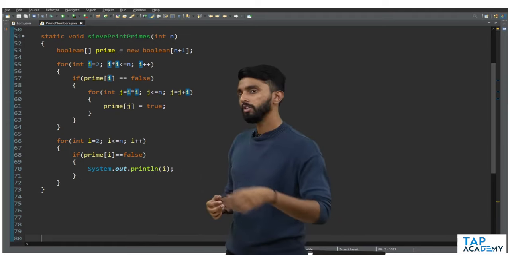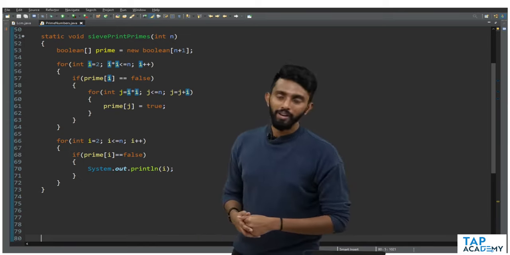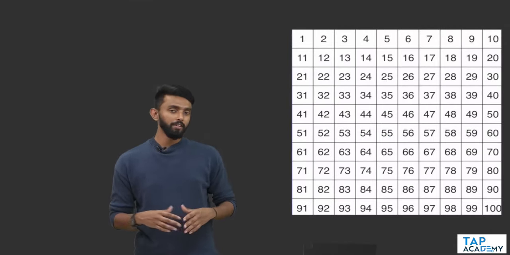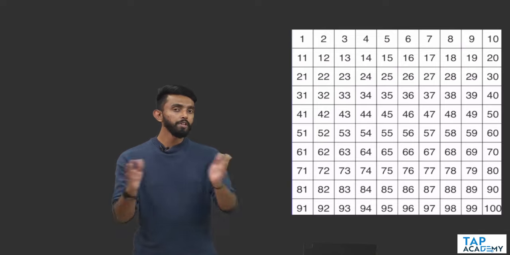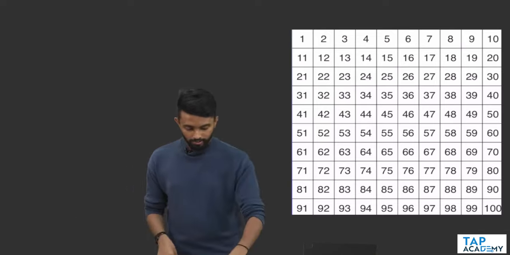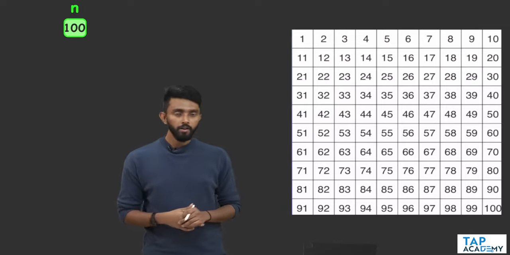Now, the only question is, what could be the time complexity of this code? Definitely, we will go analyze it. Understanding this time complexity, you can make it very difficult for yourself or very easy. I will try my best to make it very easy for you. So listen and listen carefully. Guys, n value is 100. There are 100 numbers.